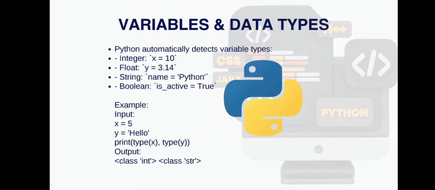Integer. Example, x = 10. Float. Example, y = 3.14. String. Example, name = "Python". Boolean. Example, is_active = True. Let's check an example. x = 5, y = 3.14. print(type(x), type(y)). This prints the type of x and y.